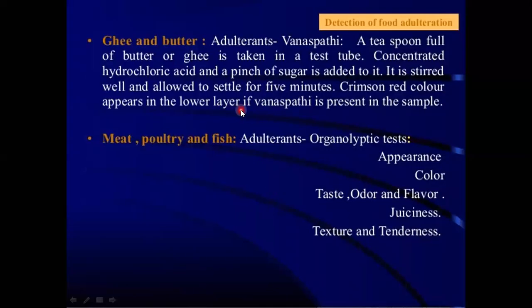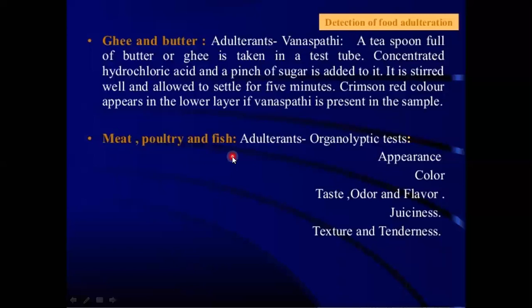Then in ghee and butter, most of the time the adulterant is vanaspati ghee. A teaspoon of butter or ghee is taken in a test tube, then concentrated hydrochloric acid and a pinch of sugar are added. After stirring and allowing it to settle for 5 minutes, a crimson red color appears in the lower layer if vanaspati is present in that sample. This is the chemical test.